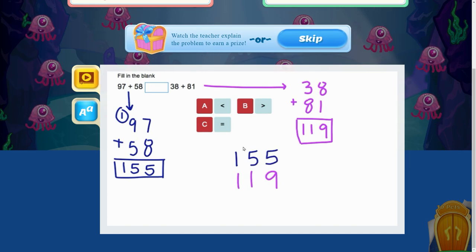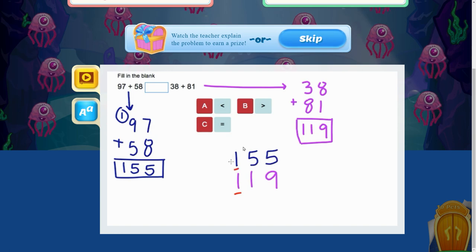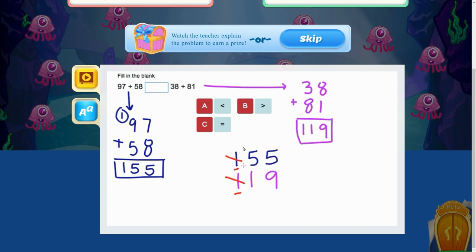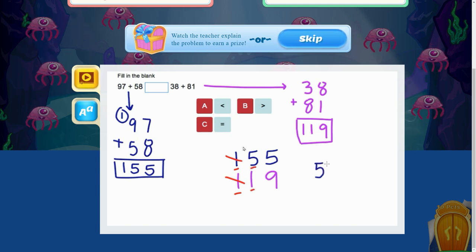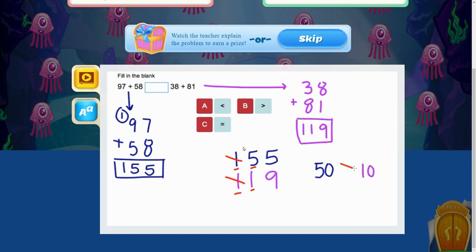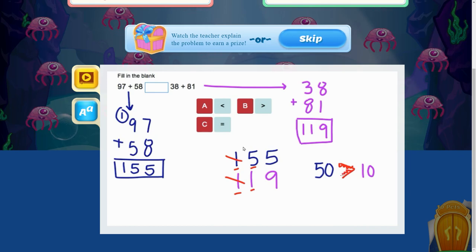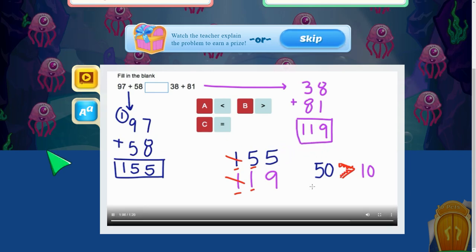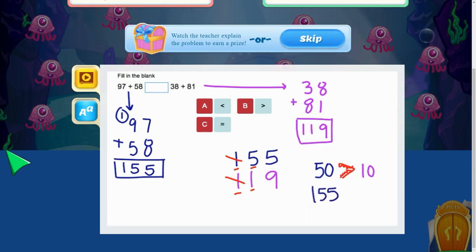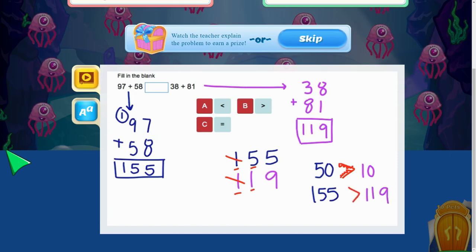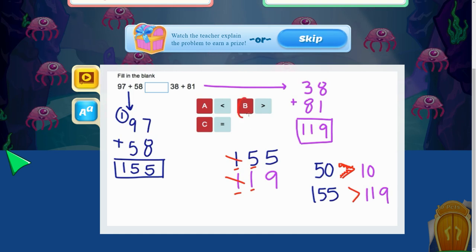So let's start comparing. We have 100 and 100. These are the same. They're equal to each other, so we need to move on to compare our tens place. Our tens place, we have 5 tens and 1 tens. So we're comparing 50 to 10. And we know that 50 is greater than 10. Remember, the big mouth eats the bigger number. So this means that 155 is greater than 119. So the correct answer here is B.